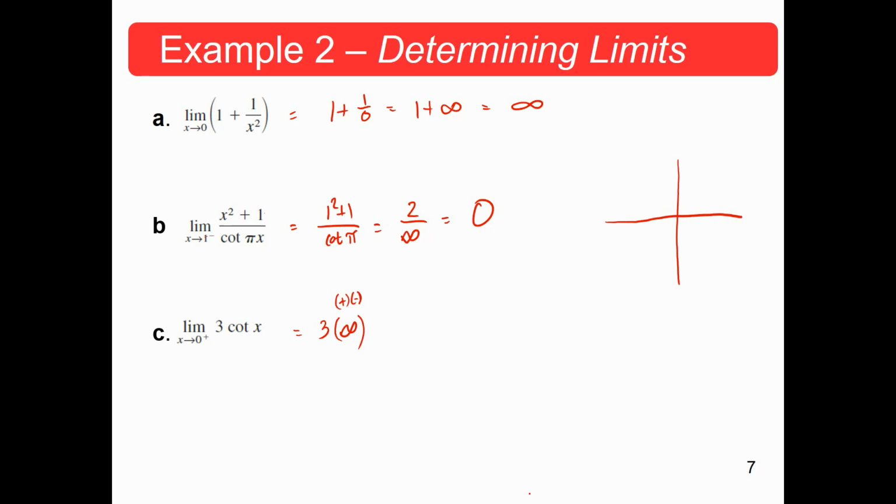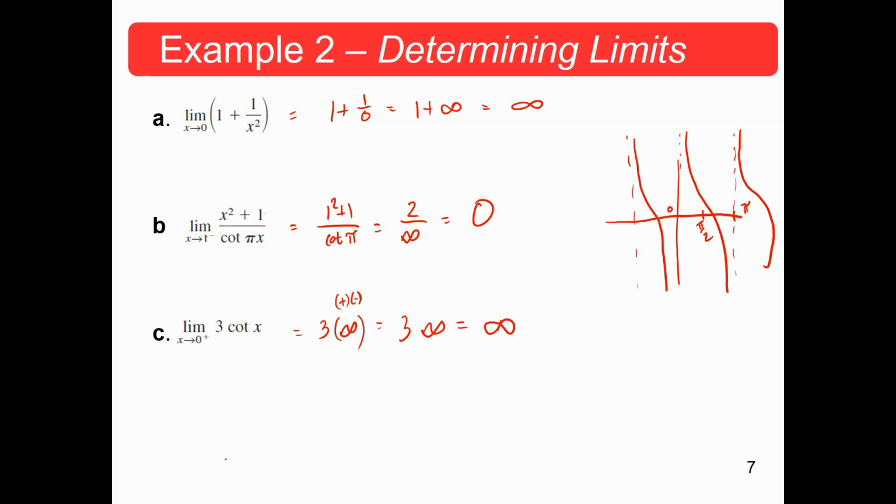We know cotangent looks like this, right? This is going to be pi over 2. This is pi. This is 0. So as x approaches 0 from the right, we're going to positive infinity. So that's 3 times infinity, which is infinity.